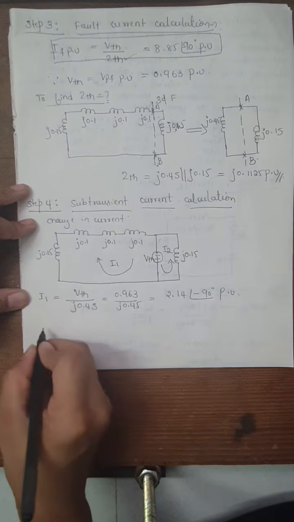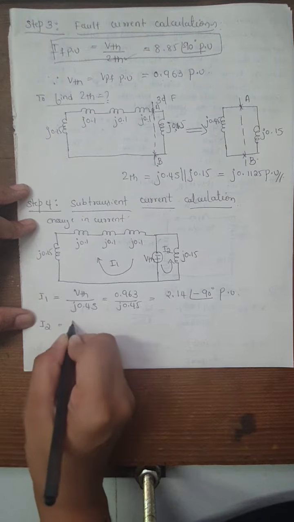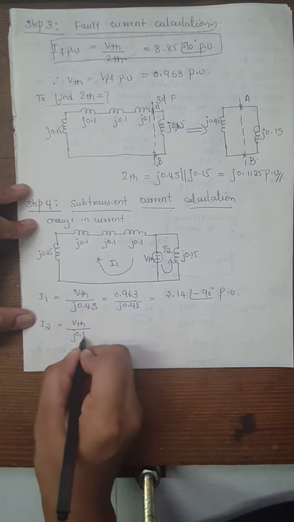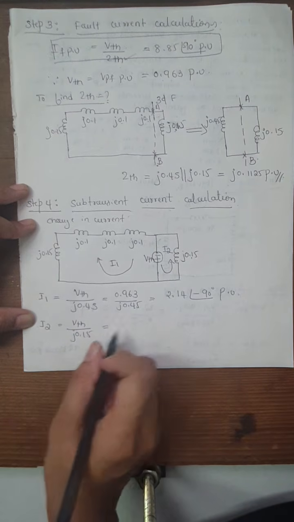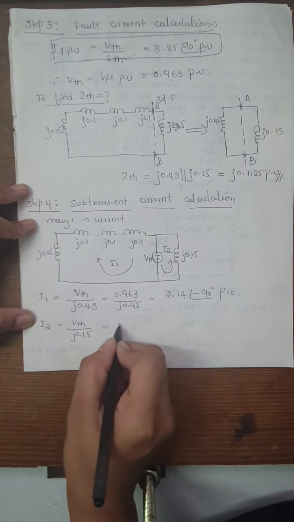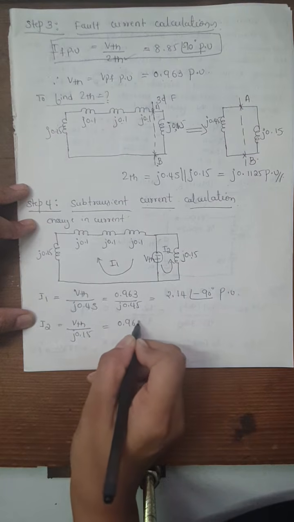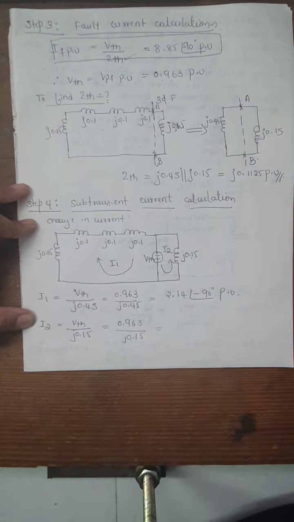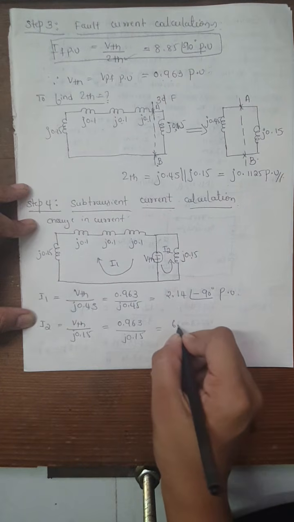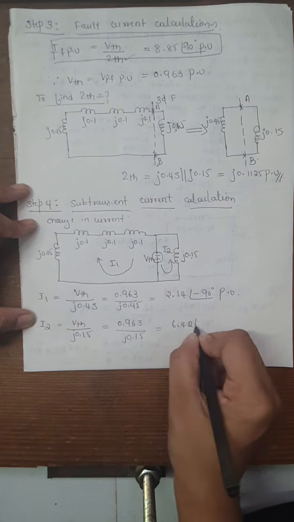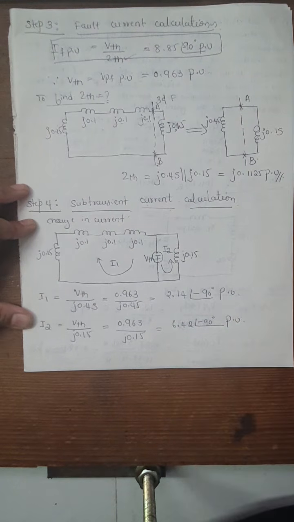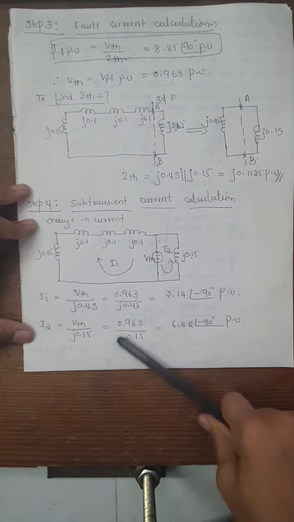Next, similarly we'll do it for the I2. I2 is equal to VTH by only one reactance, j0.15. VTH is 0.936 divided by j0.15. So we will get the answer as 6.42 at an angle of minus 90 degrees per unit. So we completed with the I1, I2 calculation.